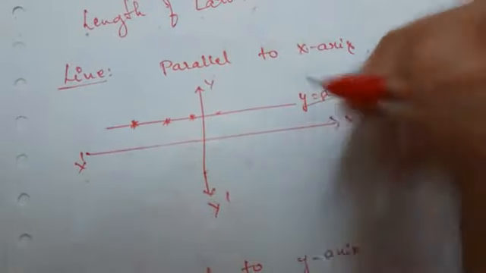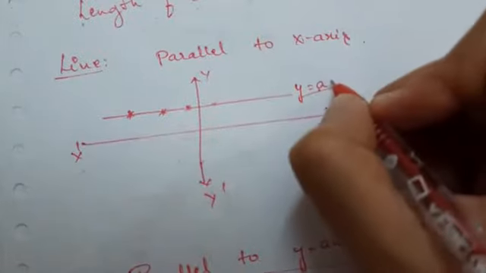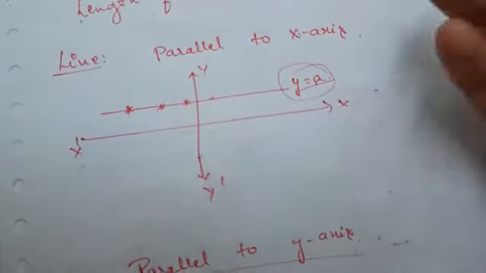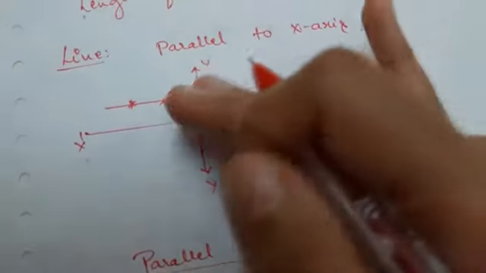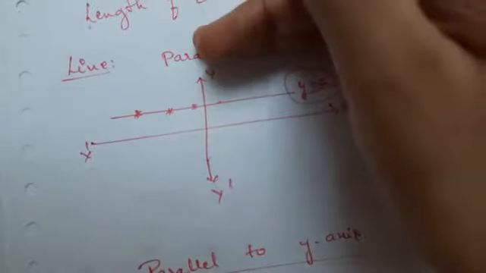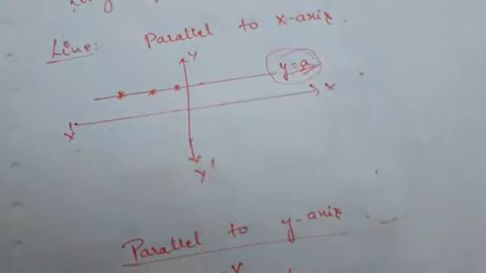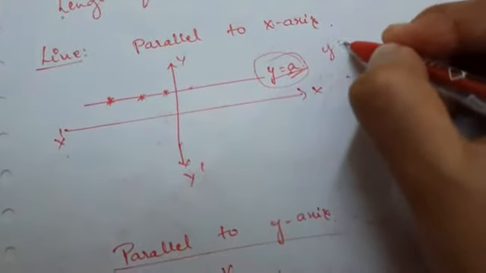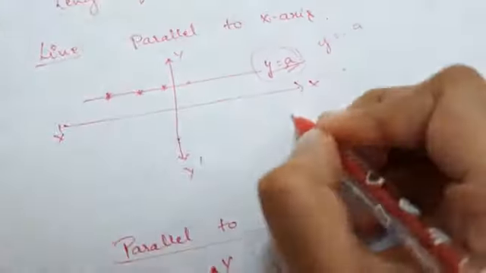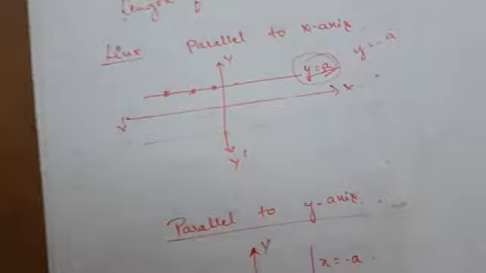If a is positive, that line is lying above the x-axis. If the value of y is negative a, it purely depends on where that line lies, whether above the x-axis or below the x-axis, depending upon the value of y. If it is y is equal to minus a, then that line is below the x-axis, where our y coordinate remains as it is, and only our x coordinate is going to change.